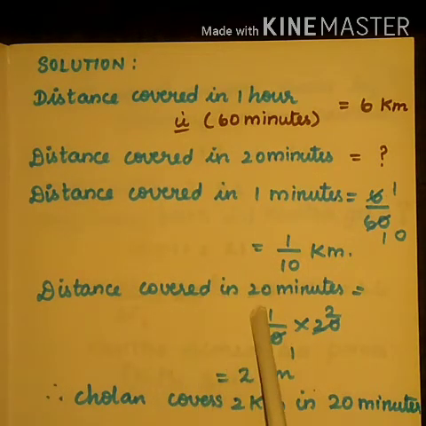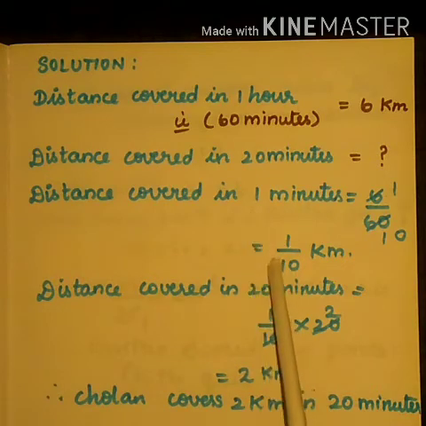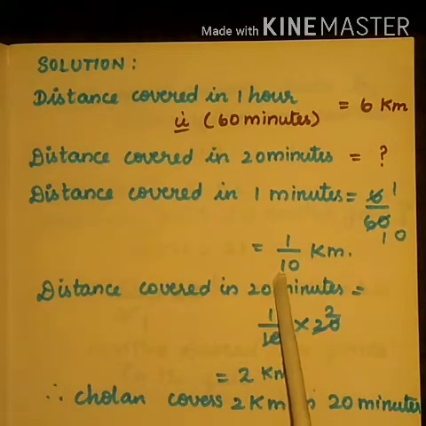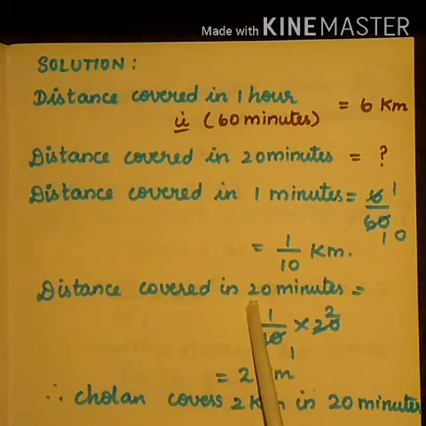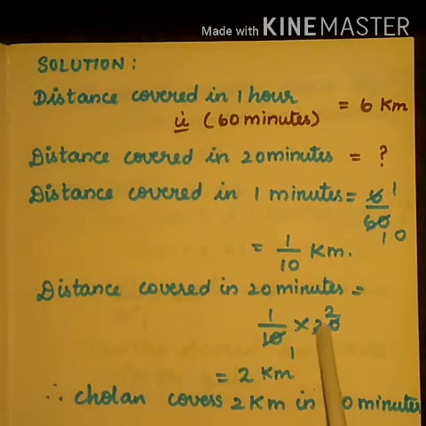Distance covered in 20 minutes. In 1 minute, 1 by 10 kilometer distance was covered. So in 20 minutes, 1 by 10 into 20. 10 ones are 10, 10 twos are 20. So 2 kilometers. Cholan covers 2 kilometers in 20 minutes.